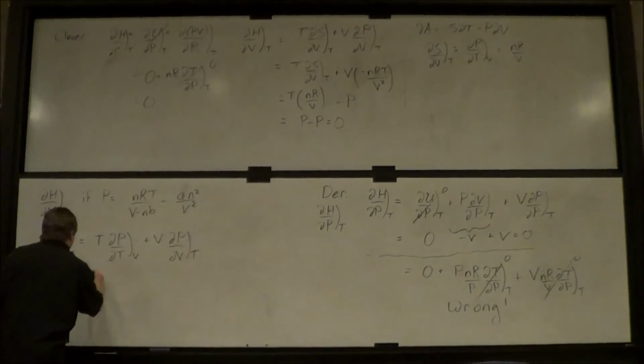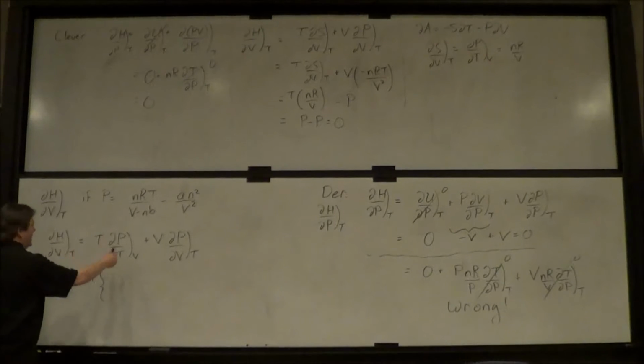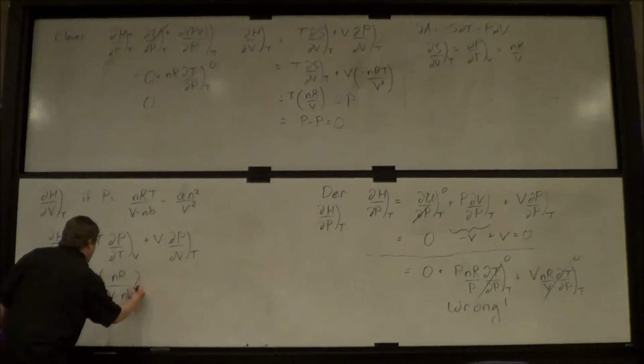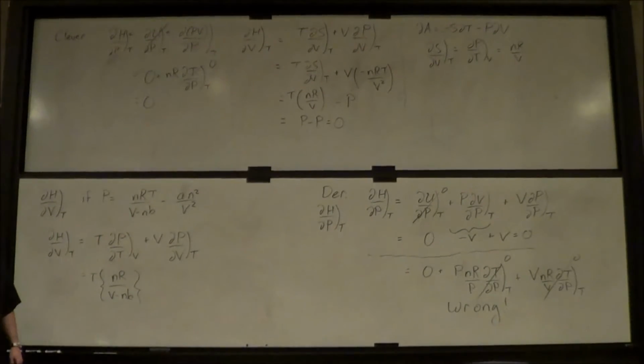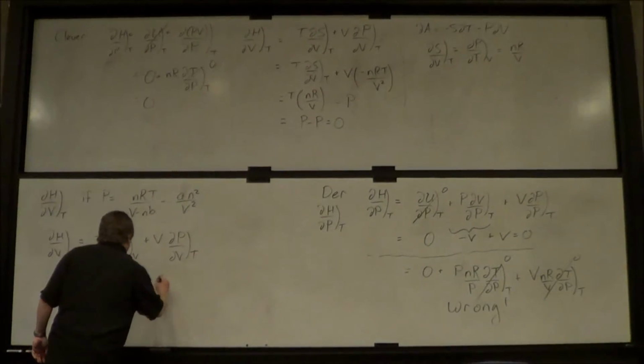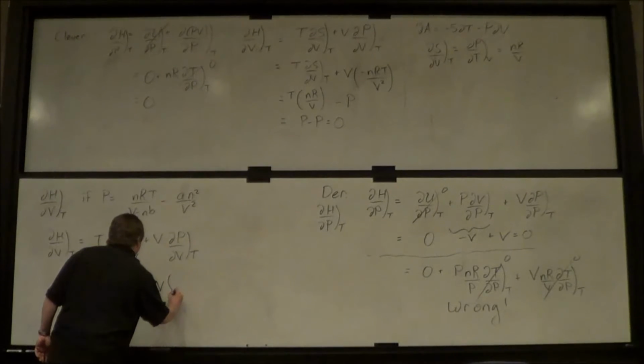All right, so let's do this guy. This isn't bad. This one's easy. nR over V minus nb. I'm doing the derivation in my head. This is a constant times x. There's no x here. This one is unpleasant.